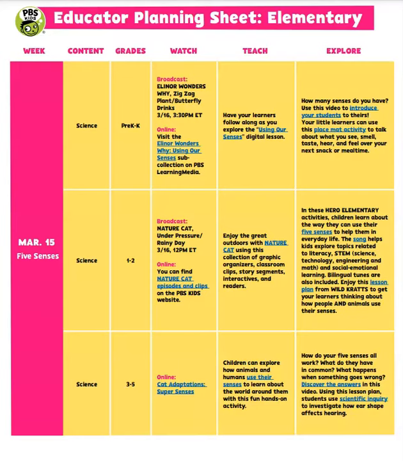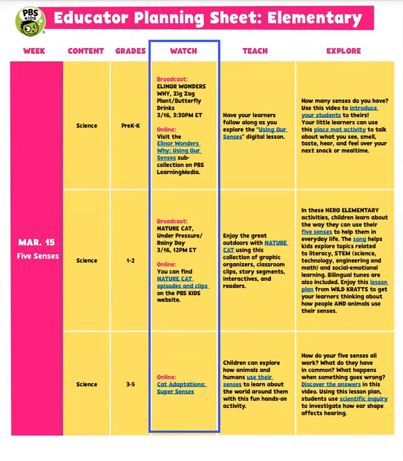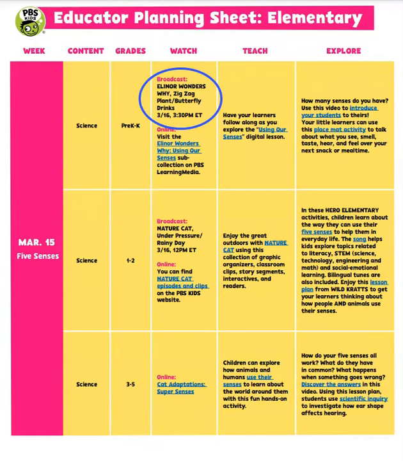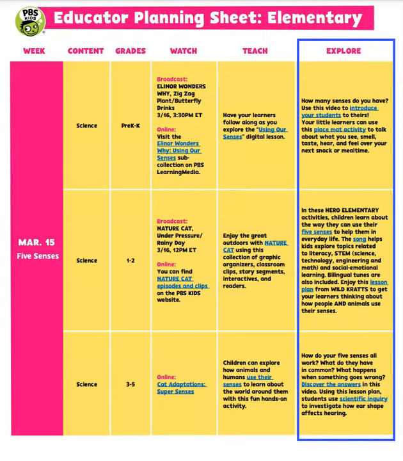The Elementary Educator Planning Sheet contains tables of weekly thematic bundles for students in grades pre-K through 5, organized by content area and grade. The theme for this week is the 5 senses, and the content focus is science. In the Watch column, you can find information about how to access the program on broadcast TV on the PBS Kids 24/7 channel. There are also videos and clips that can be accessed online. The Teach column connects the programming to lessons and other learning materials, while the Explore column provides even more resources that support the theme or topic.